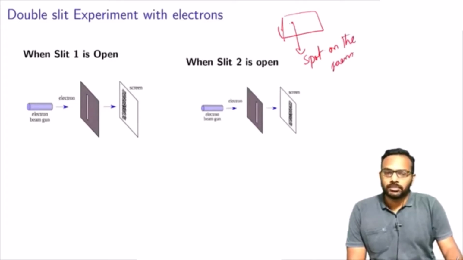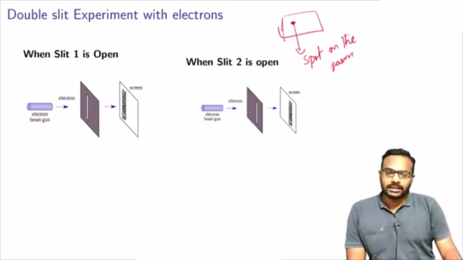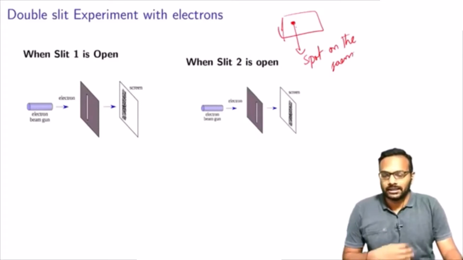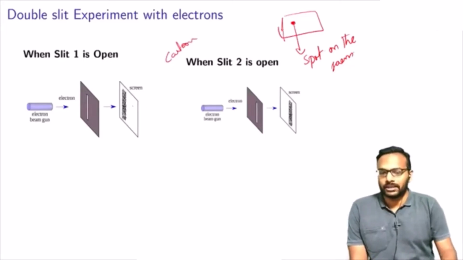So the electron behaves just like a particle. You see a particle which hits the screen and makes a spot on it, just like a bullet hits the wall and makes a hole on it. So an electron creates a spot on the screen. We choose the screen in that way. This is exaggerated, and this is a cartoon. What you draw here is just a representation of what's actually happening.